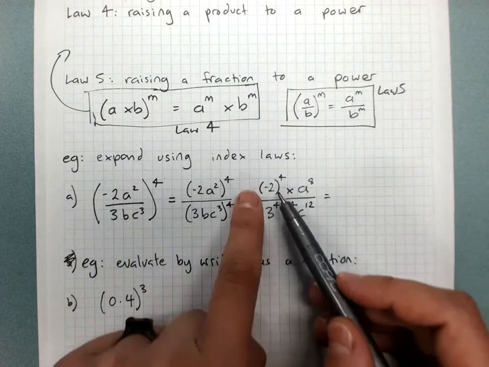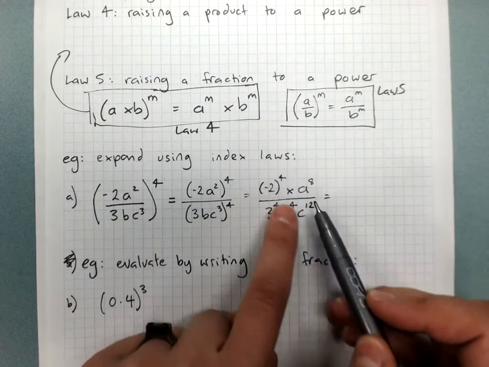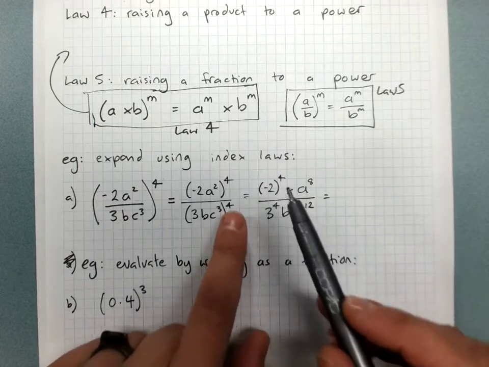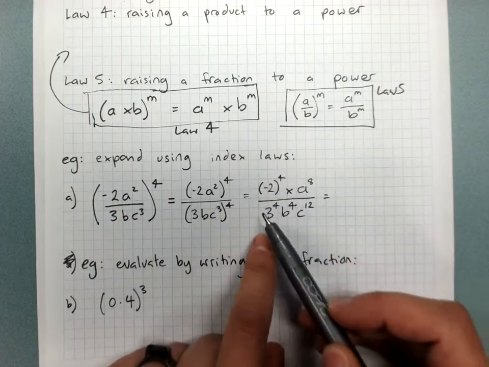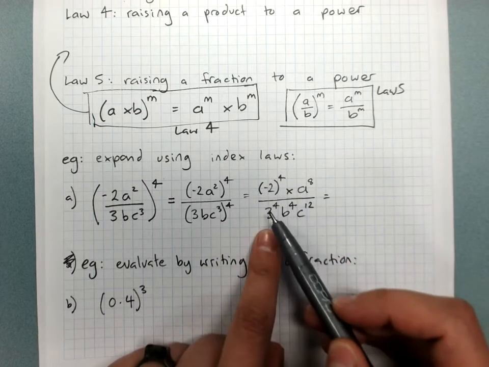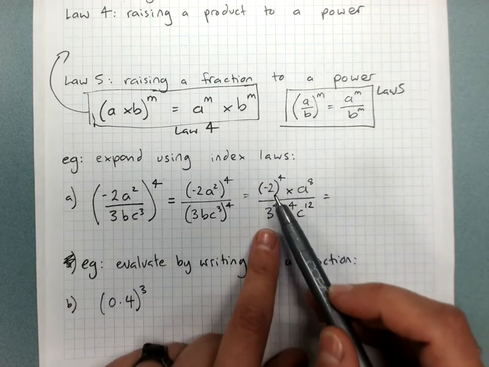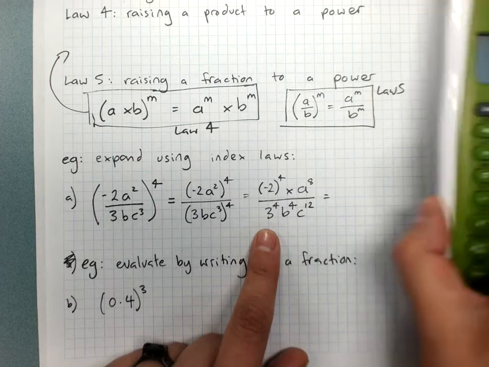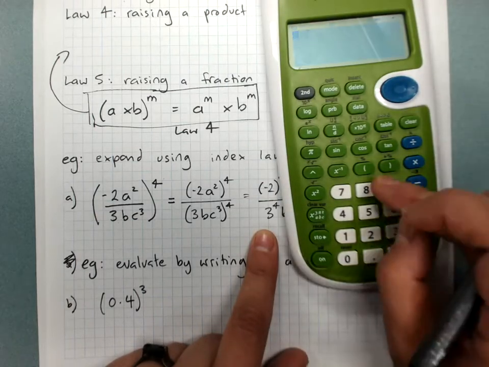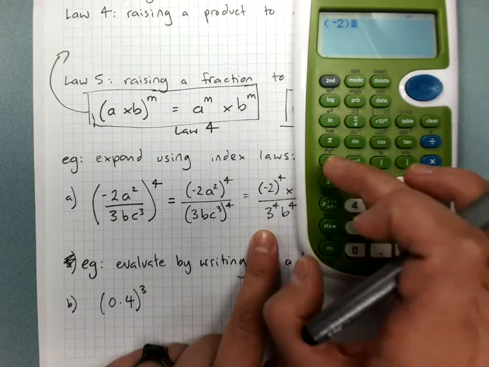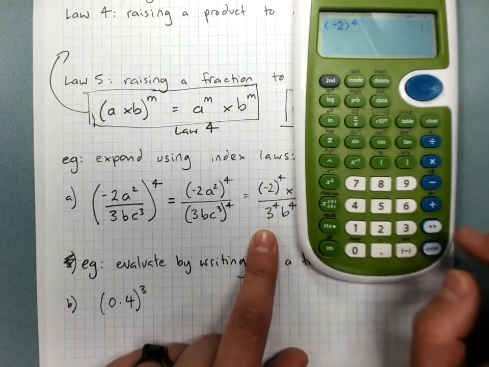Then I've got numbers to a power and letters to a power in the same answer. I evaluate my number powers and leave my letter powers as they are. Negative 2 to the power of 4. If you need to use your calculator, you must put your negative in brackets to the power 4. 16.